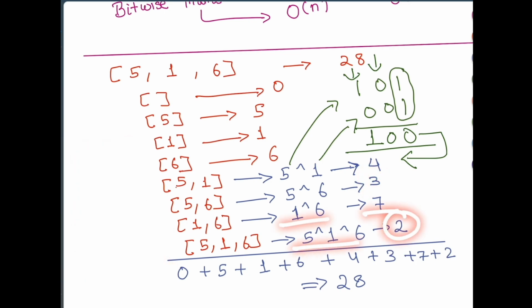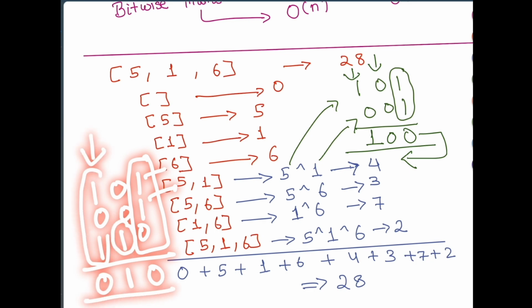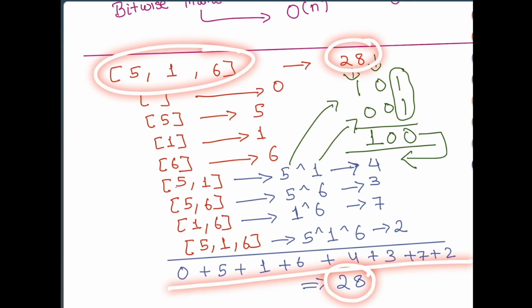5, 1, 6 is going to be 2. Let me show you this as well. 5 is going to be 1, 0, 1. 1 is going to be 0, 0, 1. And 6 is going to be 1, 1, 0. In this case, it is going to be 0 because we have two ones, right? Which is an even number of ones. This is going to be 1 because in this case we just have one 1. And this, in this case, it is going to be 0 because we have an even number of ones. So after performing bitwise XOR, the output is 0, 1, 0, which is 2. Now you can take the sum of all these elements and you will find it is equal to 28, which is your actual output for this particular input.